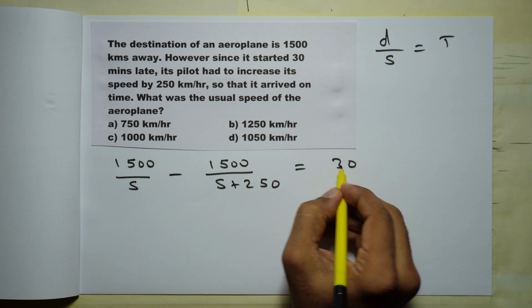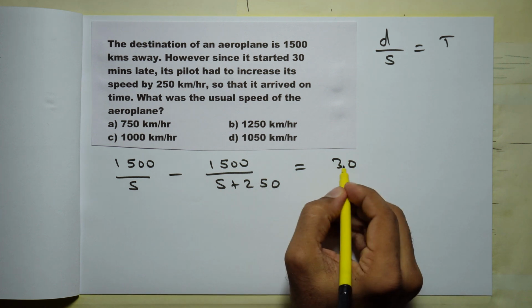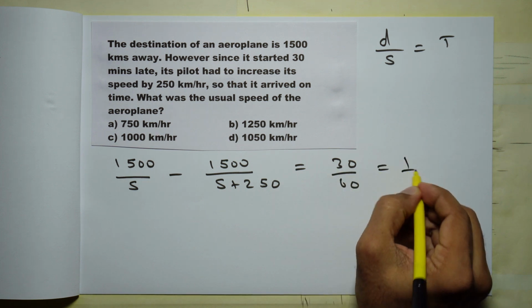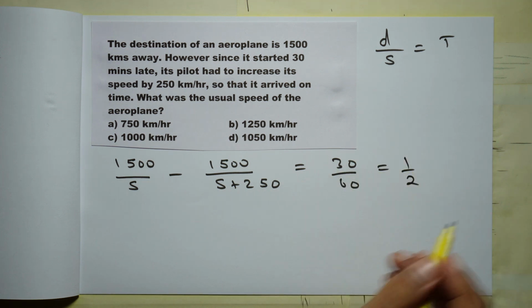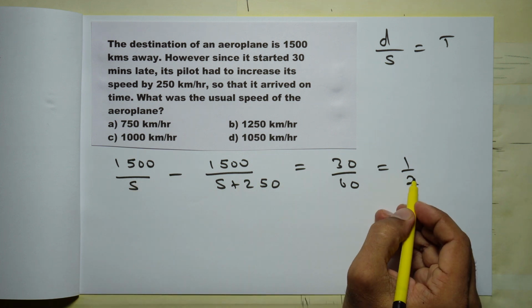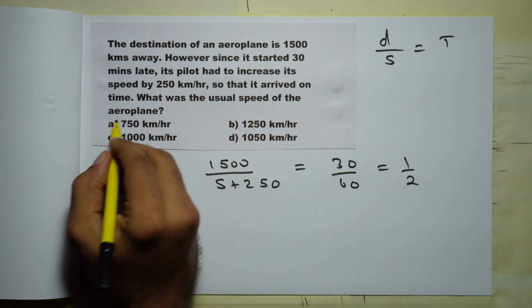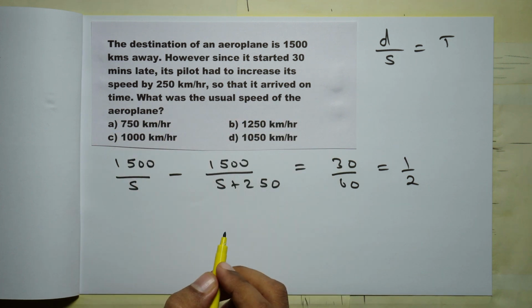So we'll convert minutes into hours. So we'll convert 30 minutes into hours. You have to divide by 60. So 30 minutes is same as half an hour. So you just need to solve this equation and calculate the value of s. What was the usual speed of the aeroplane? So s is what we need to find out.